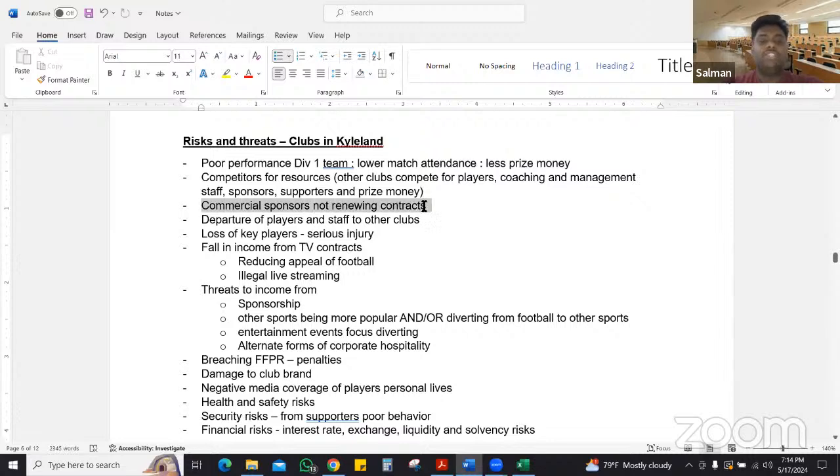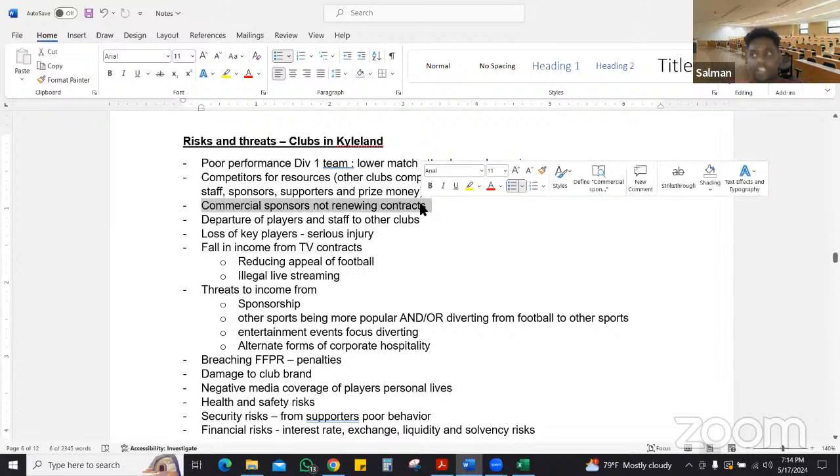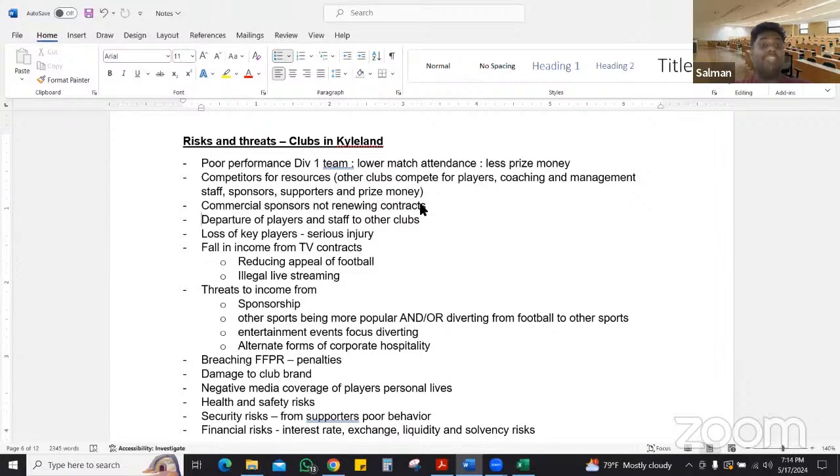Commercial sponsors not renewing contracts, another risk. You have a sponsor, you are happy, but they might not renew the contract next year. They find a better club, which they feel is better. If your performance is low, they will go to a better club. Departure of players and staff to other clubs. The club is losing players, losing staff.